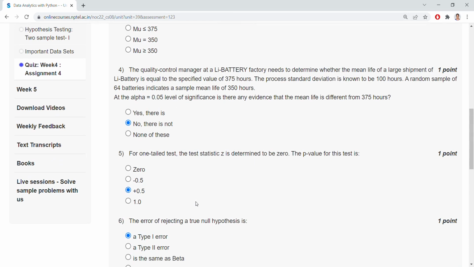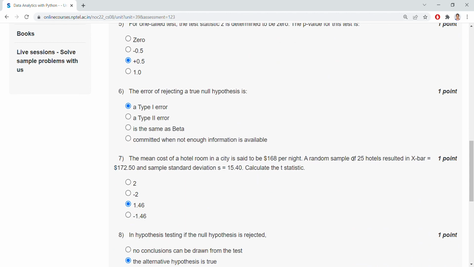For one-tailed test, the test statistic Z is determined to be 0. The p-value for this test is 0.5. The error of rejecting a true null hypothesis is a type 1 error.